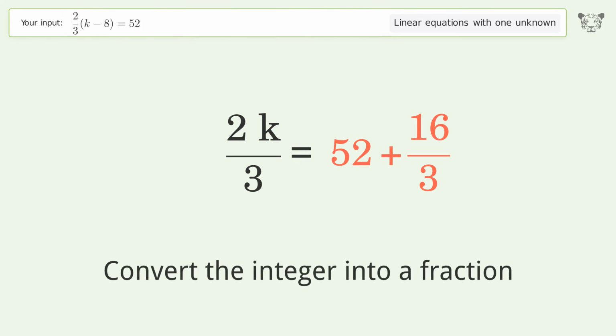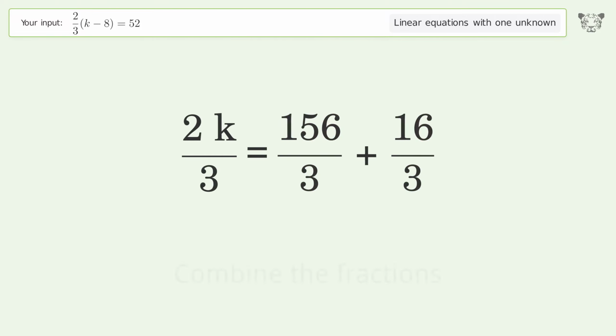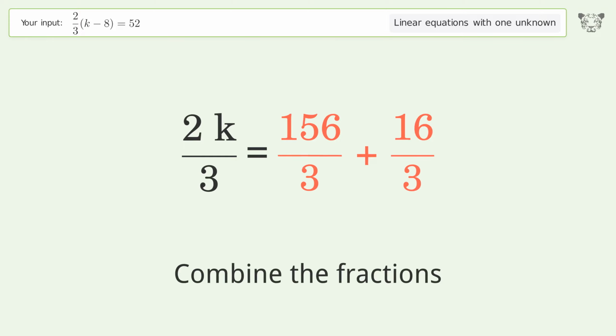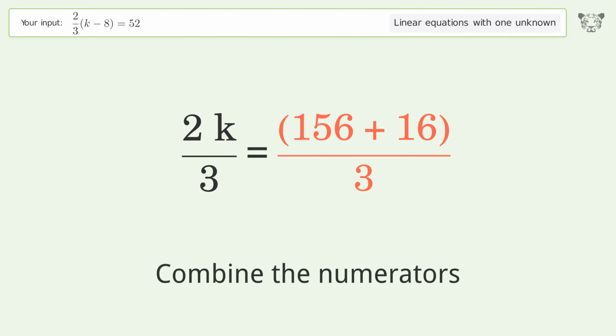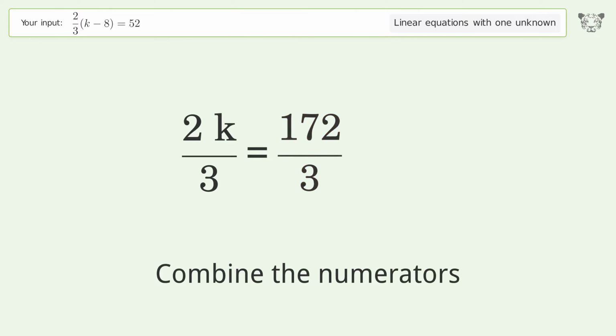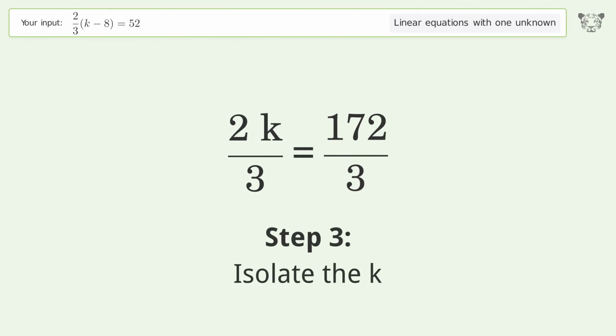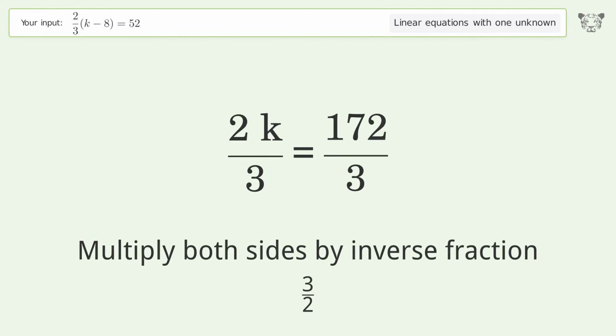Convert the integer into a fraction. Combine the fractions. Combine the numerators. Isolate the k. Multiply both sides by inverse fraction 3/2.